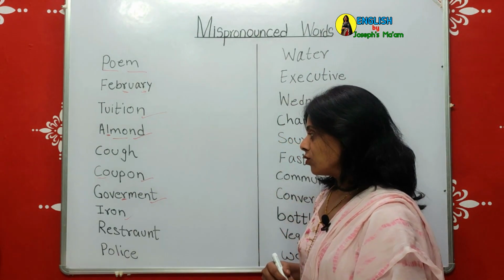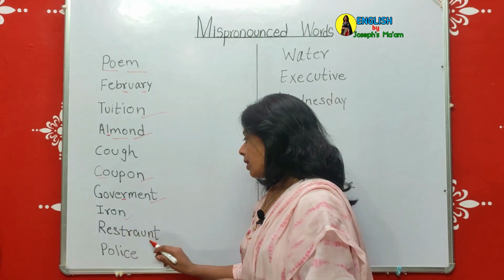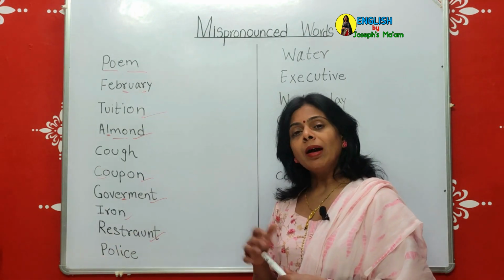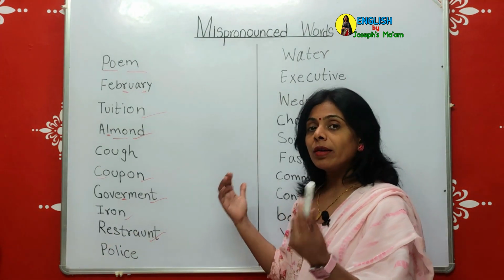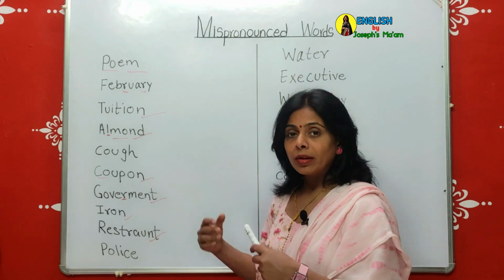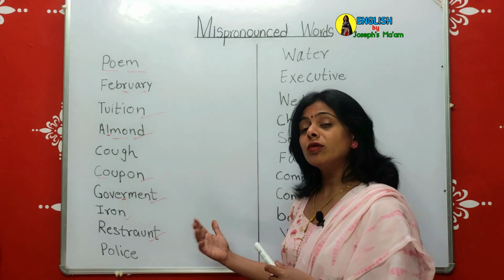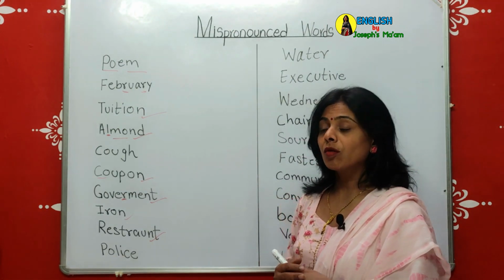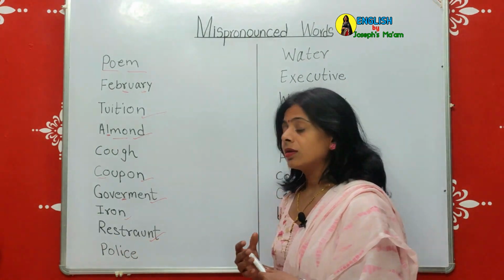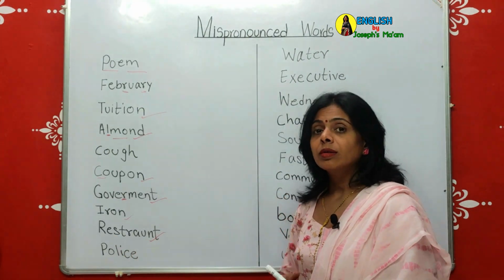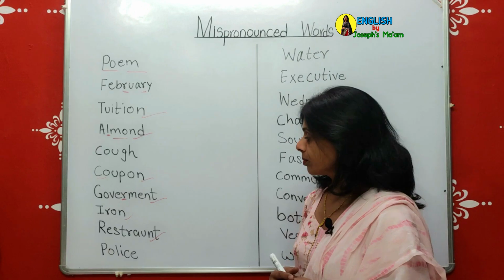Now next we come to this word. Say you want to give a party. Where will you give your party? In a restaurant. Most of us say restaurant the wrong way. No, it's wrong. It's restaurant.